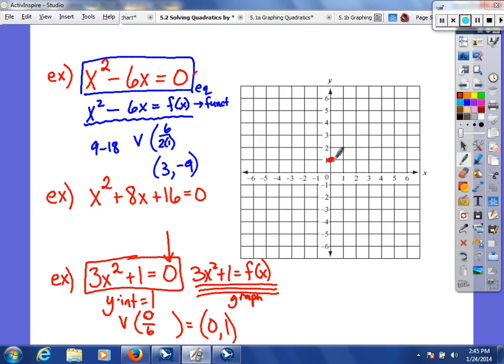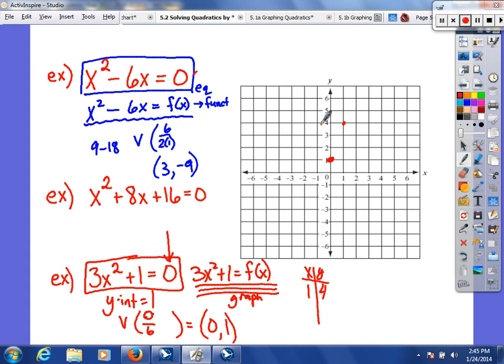Now notice again, the vertex is the same thing as my y-intercept. So I need maybe another point. And so next, I go ahead and plug in a 1. Now this should be a U-shape because my a is positive. So notice if it's a U-shape, I already know what my answers are. How many times is this U going to cross the x-axis? It won't. It should be no real solution. If we plug in a 1, we end up getting 4.